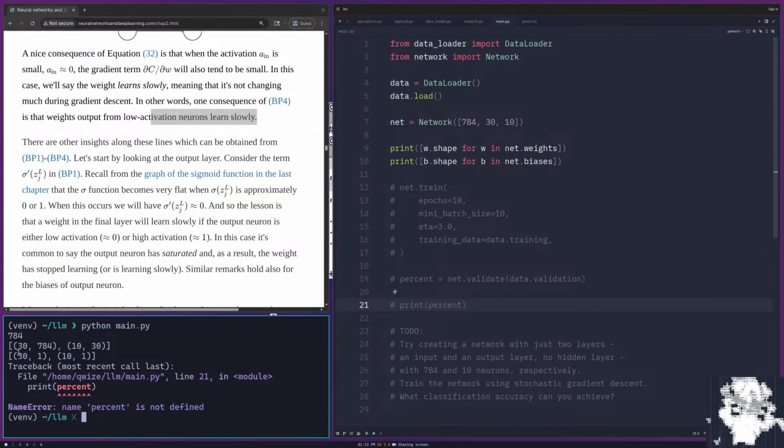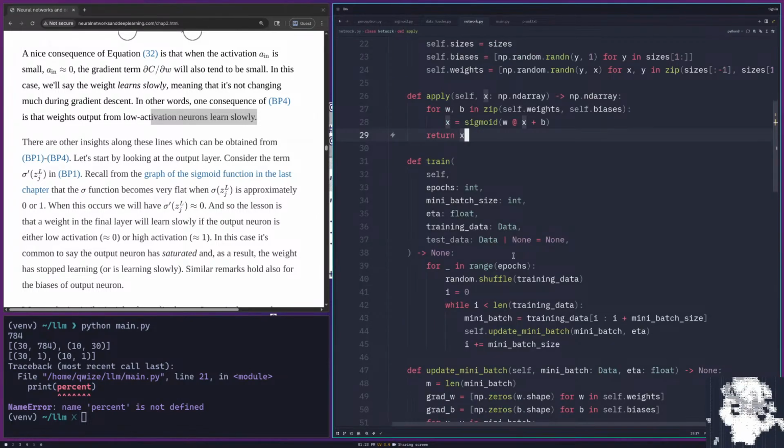So you multiply this matrix by a vector of size 784 to get a vector of size 30. Then you multiply this matrix by a vector of size 30 to get a vector of size 10. So the weights and biases actually look right. This looks right.